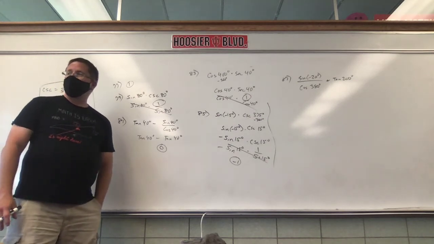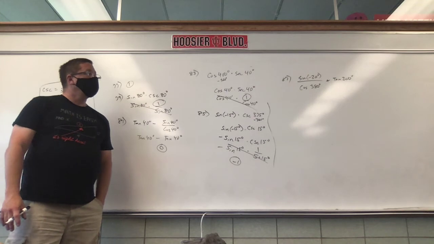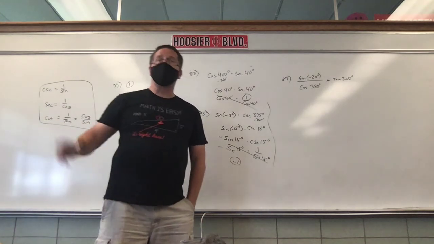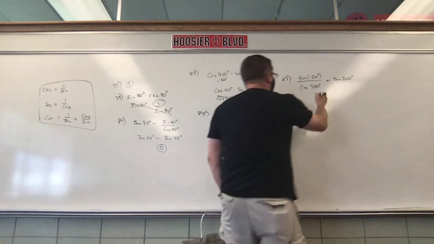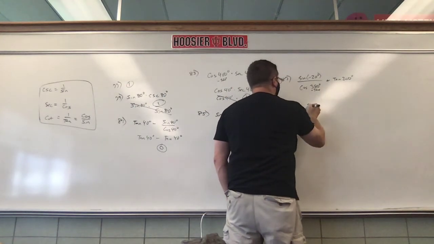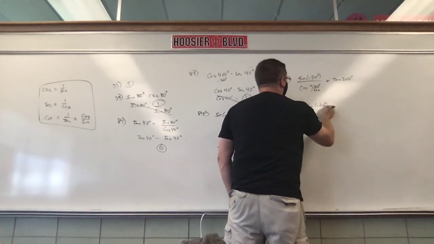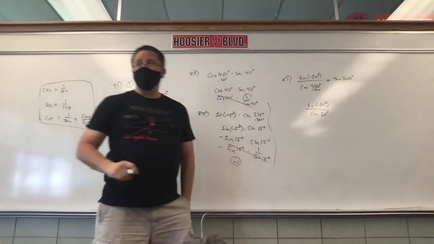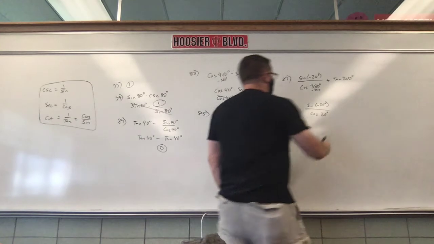Subtract 360 from what? From cosine, because 380, because the period of cosine is 360. You go all the way around, and you're back where you started. So if I subtract 360, we have the sine of negative 20 over the cosine of positive 20. Are they the same? No, but they're opposites, and we'll get there.